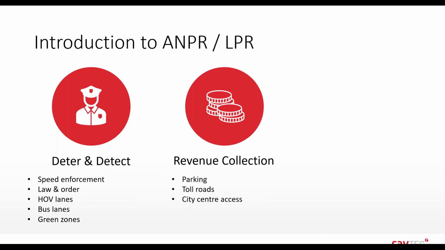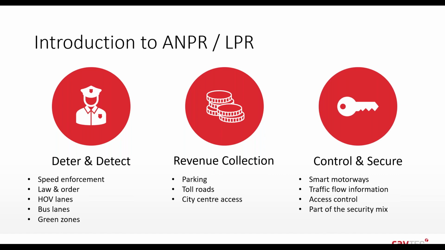Revenue collection, things like car parks, toll roads, city centre access, London's congestion charge is a good example of that. But all related to revenue collection and for control and security. So it may be part of an access control system to automatically allow access to authorised vehicles, or maybe used as part of a video surveillance system for enhanced security, or as part of a larger ITS project for controlling traffic such as smart motorways.